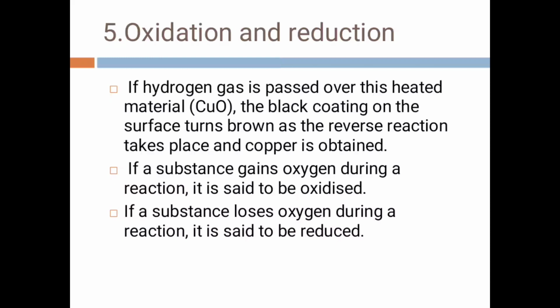Now, taking another example, ZnO plus C getting converted into Zn plus CO. Again here, after the chemical reaction takes place, ZnO is getting converted into Zn, that is, it is losing oxygen, hence the reaction taking place here is a reduction reaction. And when we look at C getting converted into CO, as C is gaining oxygen, it is known as an oxidation reaction.